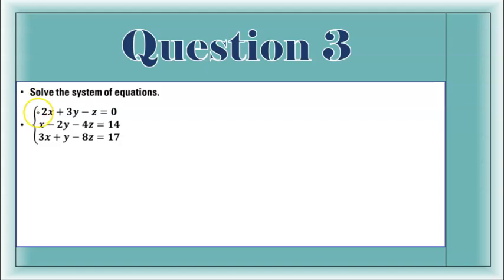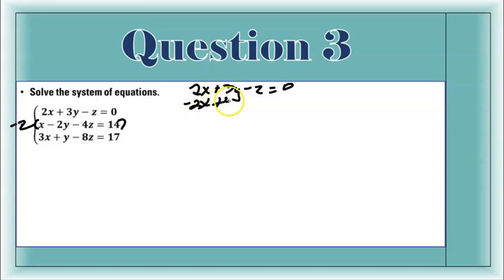So if I look at 2 and 1, the least common multiple of 2 and 1 is 2. So if this top one's a positive 2, I want this bottom one to be a negative 2. So I'm going to have to multiply that by a negative 2. So the first one, I'm going to rewrite the first one, which is 2x plus 3y minus z equals 0.